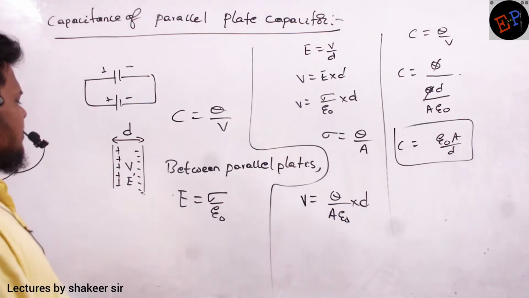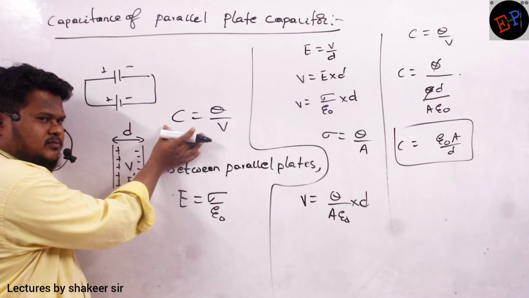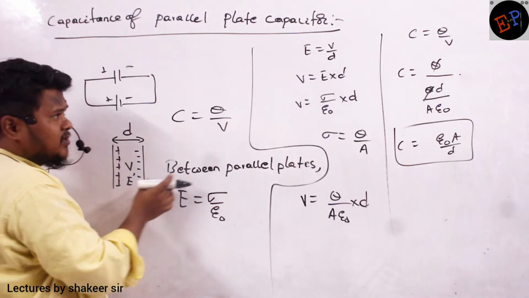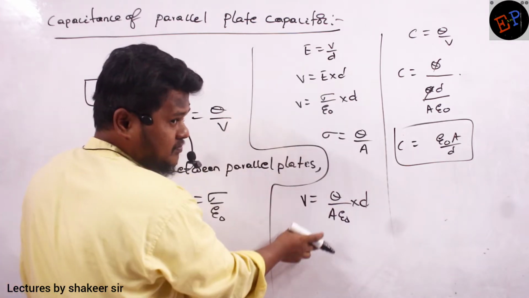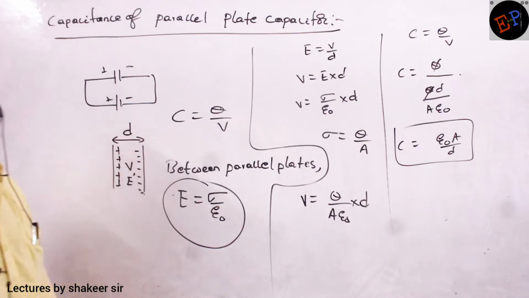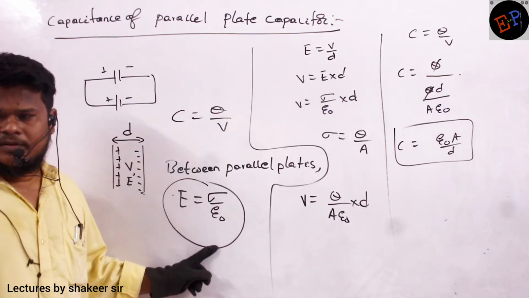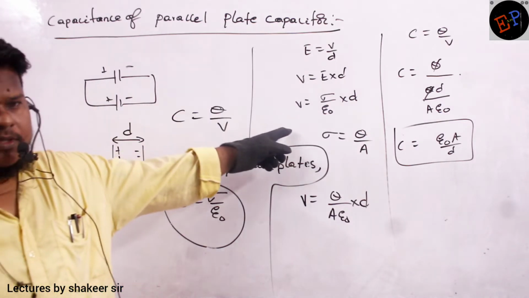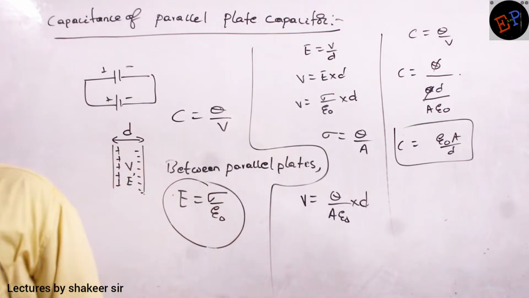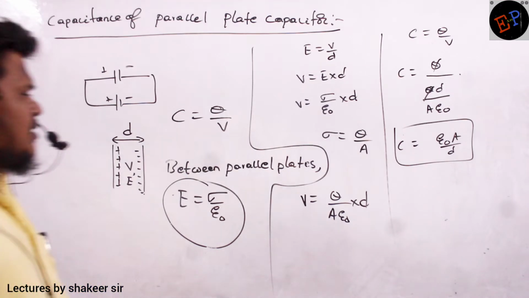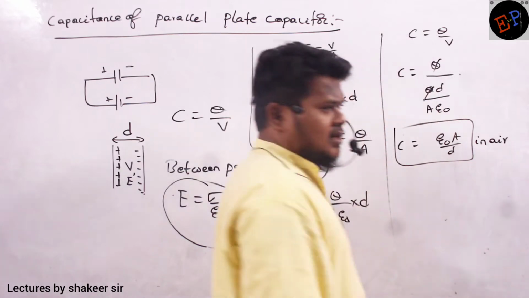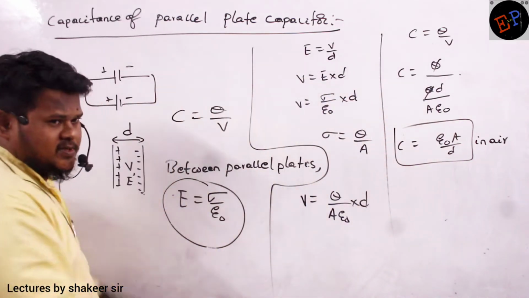Are you able to understand, ma? See, this is the basic formula, no? C is equal to Q by V. But what is the potential between the plates? How can I calculate that? By using this relation. Already we know that the field between parallel plates of opposite charge is sigma by epsilon naught. From that I calculated potential. Take potential, substitute in capacitance. I will get capacitance of a parallel plate capacitor. Clear, no? And this is for which condition? When it is placed in air, or if air is present between the plates.